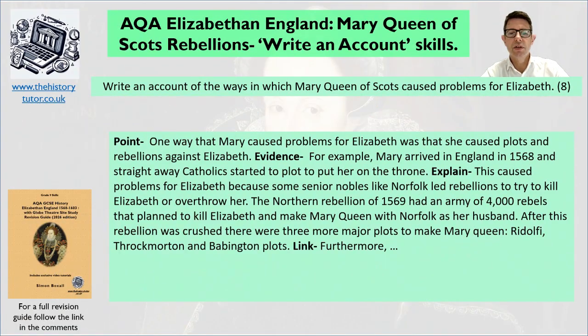Okay, so I've said this caused problems for Elizabeth because some senior nobles like Norfolk led rebellions to kill and overthrow Elizabeth. The Northern Rebellion started in 1569 with an army of 4,000 rebels that planned to kill Elizabeth and make Mary Queen, with Norfolk as husband. After this, rebellion was crushed, and three more major plots developed to make Mary Queen: the Rodolphi plot, Throckmorton plot, and Babington plot. Okay, so we've got obviously the crisis set out there with some knowledge that she faced a major rebellion, and that's the one problem.